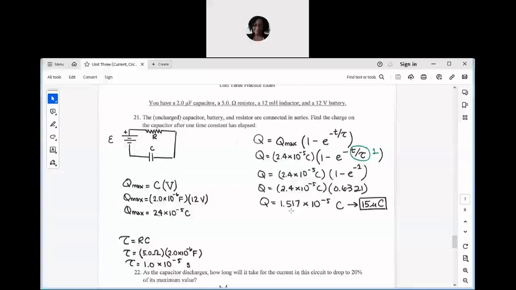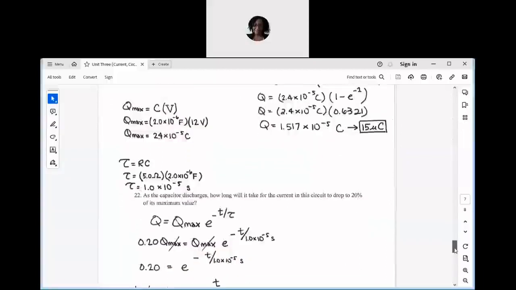microcoulombs. I could leave that as 1.5 times 10 to the negative 5 coulombs, but this time matches up with a delta V that is less than 12 volts. So in other words, by the time one time constant has elapsed, this capacitor is not completely charged yet. So I get 15 microcoulombs as opposed to 24 microcoulombs, which is what I would get if I converted to microcoulombs here. So the capacitor is still charging, in other words.